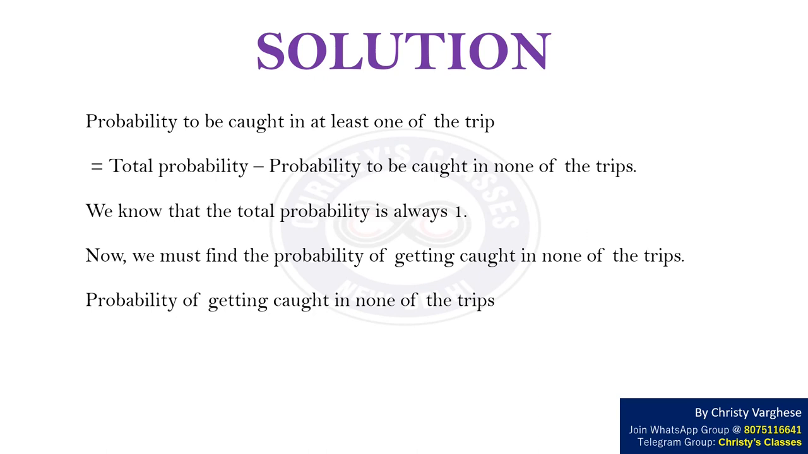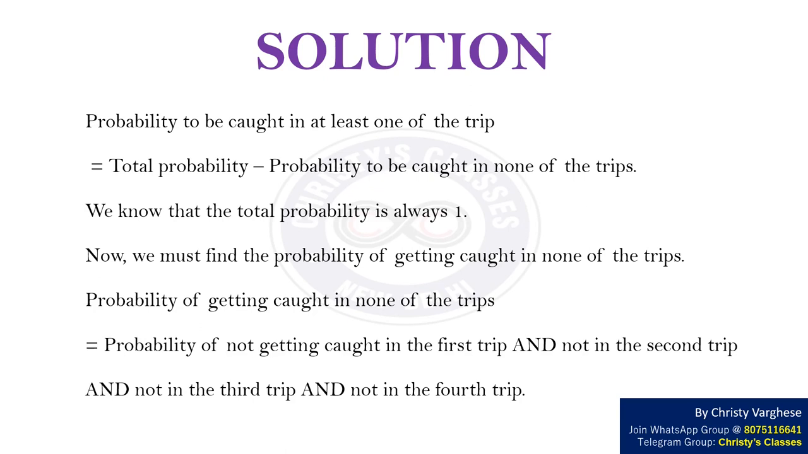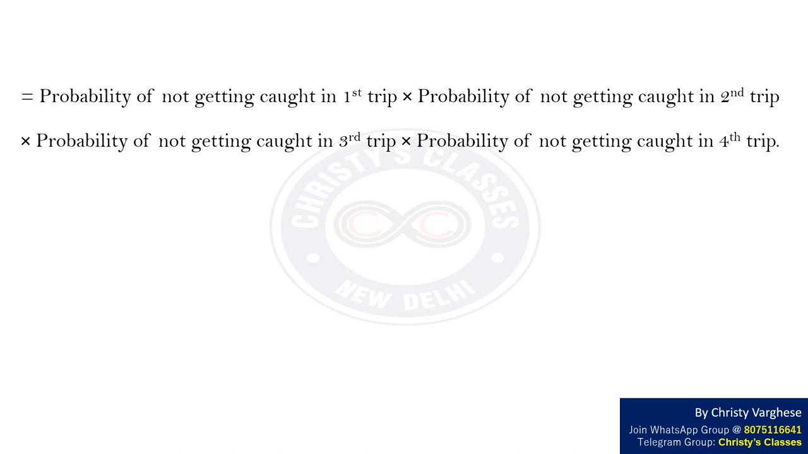Probability of getting caught in none of the trips equals probability of not getting caught in the first trip and not in the second trip and not in the third trip and not in the fourth trip. This equals probability of not getting caught in the first trip into probability of not getting caught in the second trip into probability of not getting caught in the third trip into probability of not getting caught in the fourth trip.